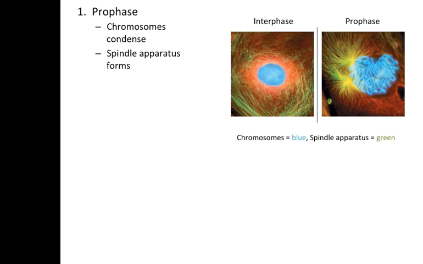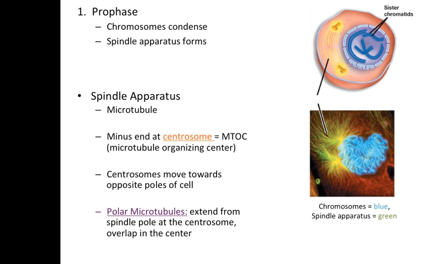The other major event that occurs during prophase is the formation of the spindle apparatus. In the fluorescent micrographs shown on this slide, the spindle apparatus looks green. The spindle apparatus is essential for moving chromosomes during early mitosis and separating sister chromatids during late mitosis. The spindle apparatus is made up of a specific type of cytoskeletal element called microtubules. During mitosis, the microtubules of the spindle apparatus are responsible for moving chromosomes around the cell. The minus end of the microtubules originates at the centrosome, which is a specialized type of microtubule organizing center present in animal cells.